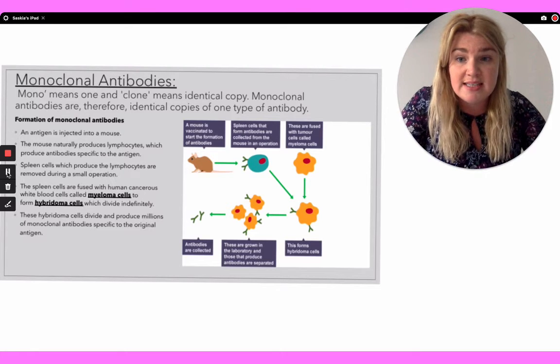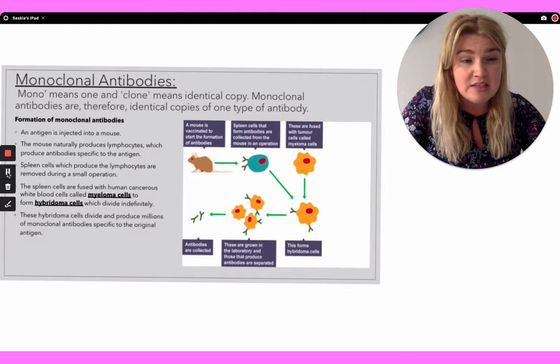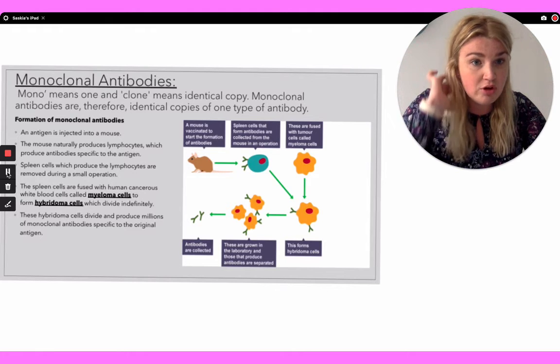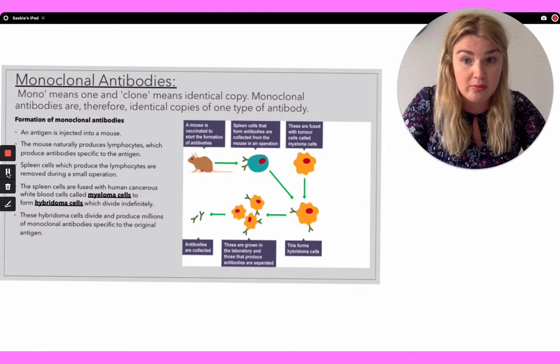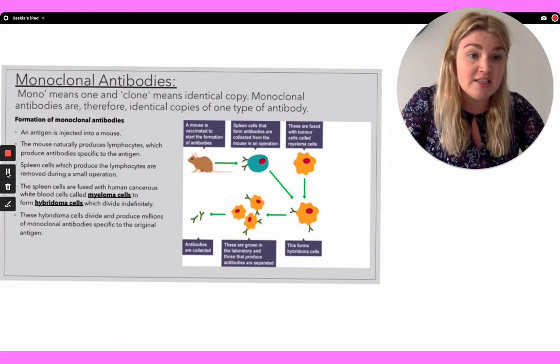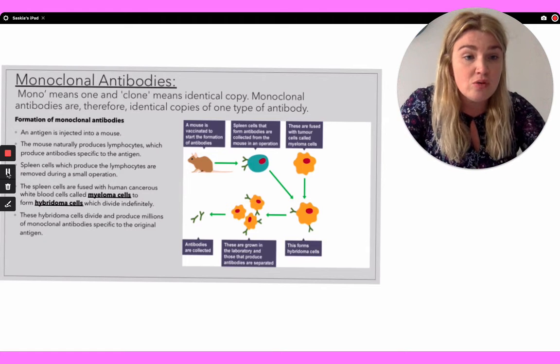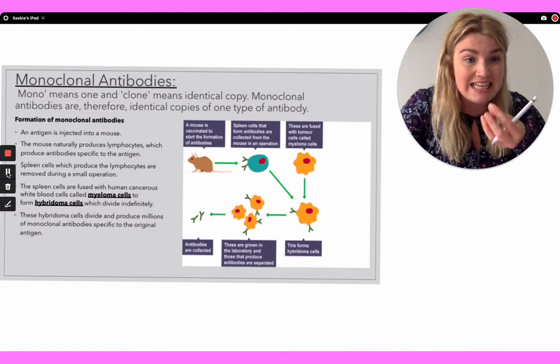So the first thing that happens is an antigen, so that pathogen, that's something that's foreign, is injected into a mouse. It's vaccinated with a pathogen, and the idea behind that is it'll start an antibody response. So it'll start your white bloods working, you'll produce antibodies, that's the hope. The mouse naturally produces lymphocytes which produce antibodies specific to the antigen. Spleen cells which produce the lymphocytes are then removed.